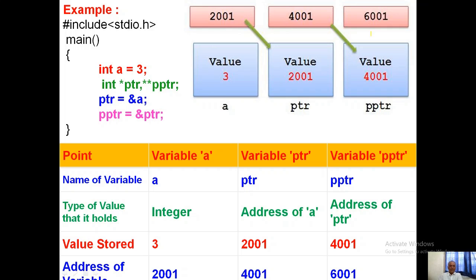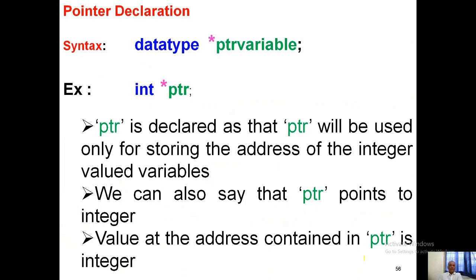6001. Let us look at this carefully. Here the value stored at variable a is 3. The value at PTR is 2001. The value at PPTR is 4001. If it is star PPTR, then the value is 6001. That is the pointer example.